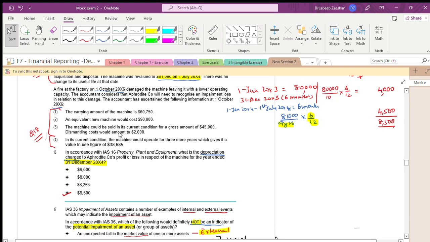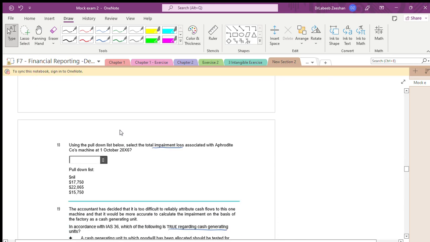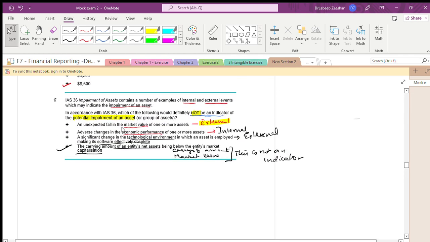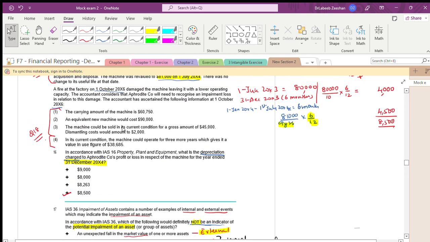What is the impairment? They are asking what? What is the impairment loss as on when? As on 1st October. The carrying amount is more than the recoverable amount. How much is the recoverable amount? You have value in use 38,685. That is after 3 years.